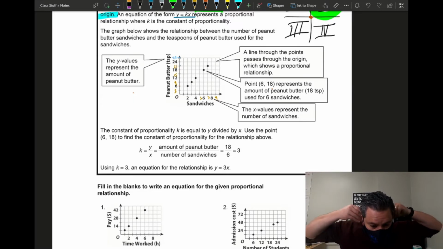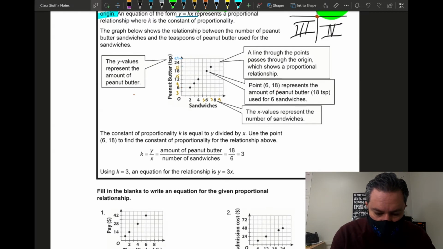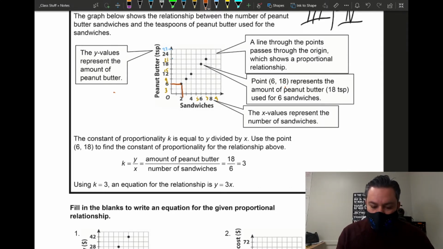Where we left off, it says right here, to make 6 sandwiches, this is how we're going to connect them. Basically, you get whatever color you want, you pick one point, and you make a line like that. You connect like that. And that means to make 2 sandwiches, you need 6 spoons of peanut butter. And you can pick any point to do this, okay?